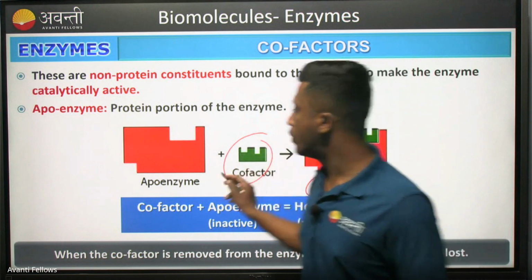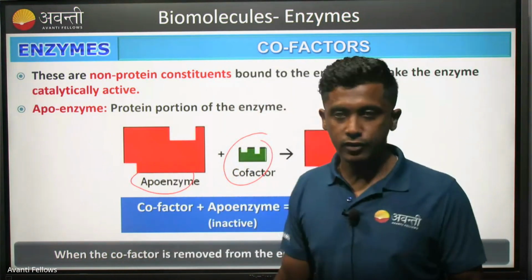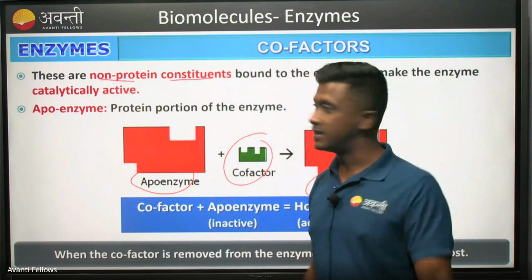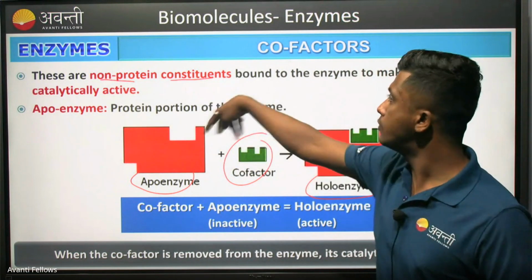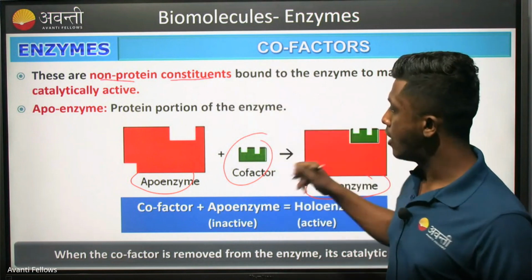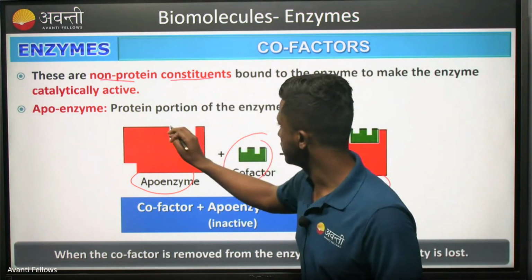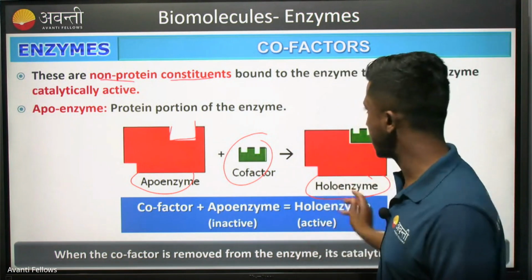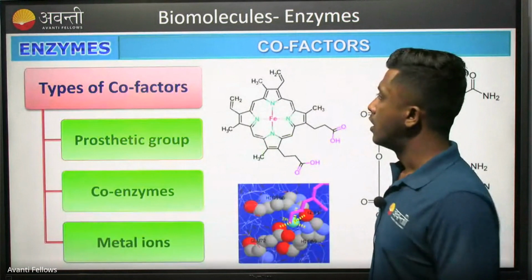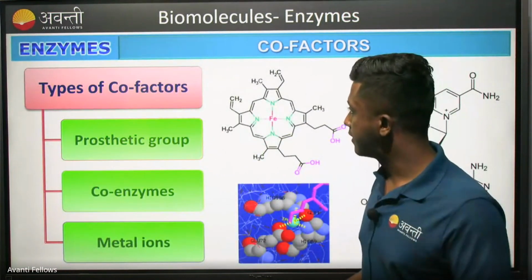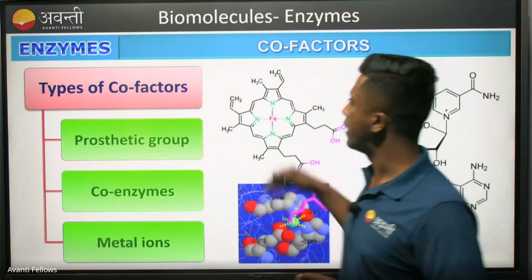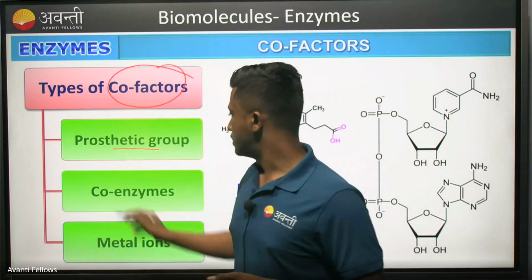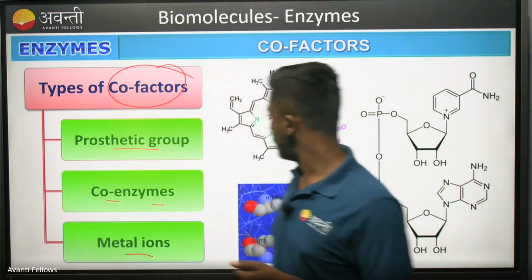Understood? So what are cofactors? I told you that apoenzymes are the protein part. Cofactors are the non-protein constituents of the enzyme. The cofactors just attach to this apoenzyme, and then they make it a holoenzyme, or active enzyme. Now, based on the chemical composition, we have different types of cofactors. The first one is prosthetic group, the second is coenzymes, and then we have metal ions.